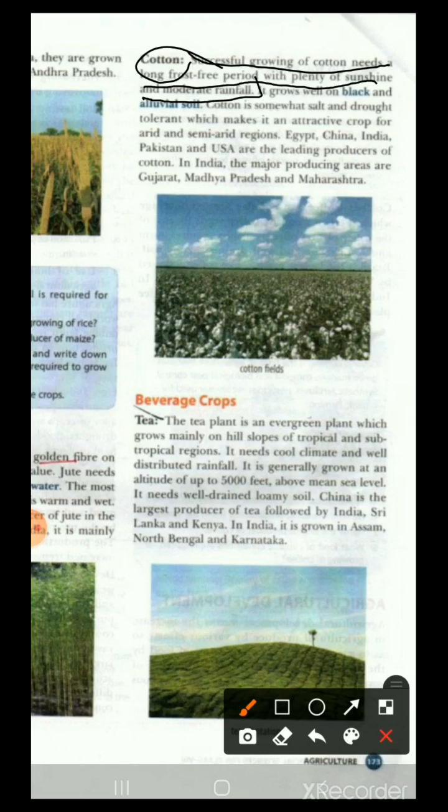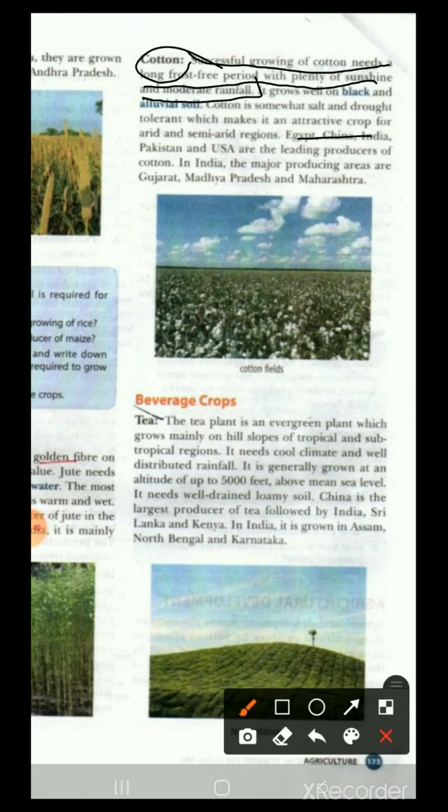It grows well on black and alluvial soil. Cotton is somewhat salt and drought tolerant, which makes it an attractive crop for arid and semi-arid regions. The cotton plant can survive in drought when there is no water, and it can also tolerate salty water.